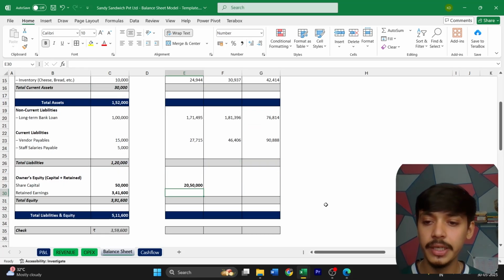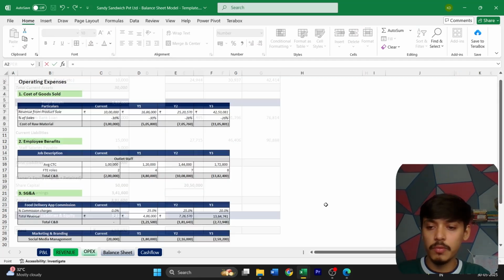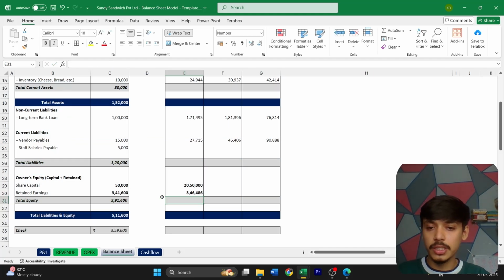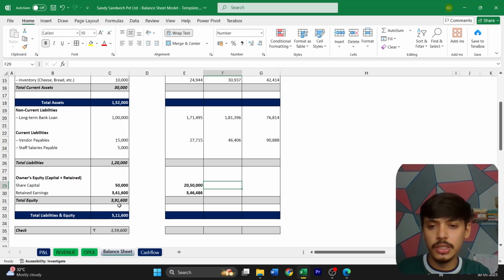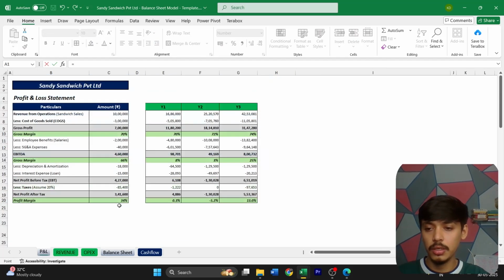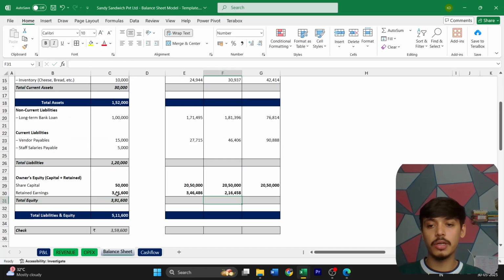So coming back to retained earnings, we now need to add all the profits for the previous years and calculate our retained earnings. So for year 1, we will go to P&L. We will take this profit. We will add up year 1 profit, which will give us 346,486. Since we do not have additional share capital with us, we will take this amount, and in year 3 also this will stay at this amount. And for retained earnings, we will add all the cumulative profits of previous years. So this would be year 2 plus year 1 plus profit after tax for the current year.